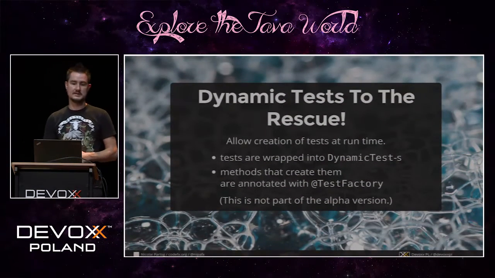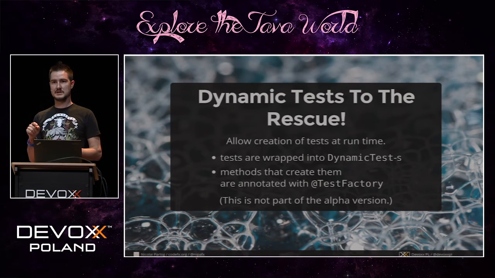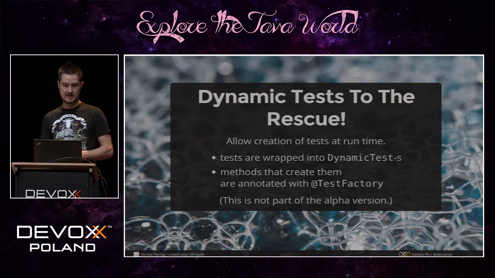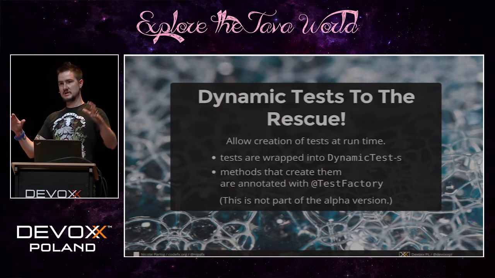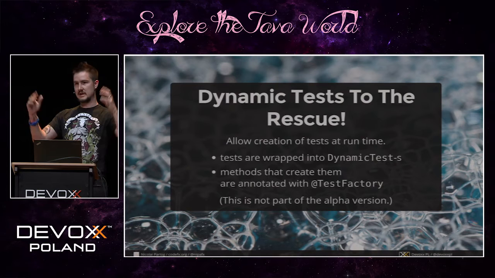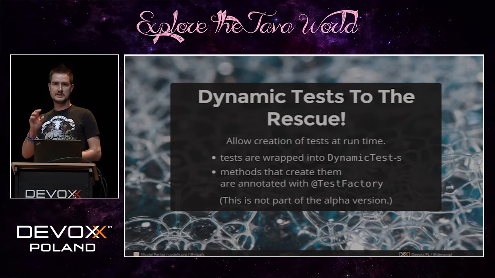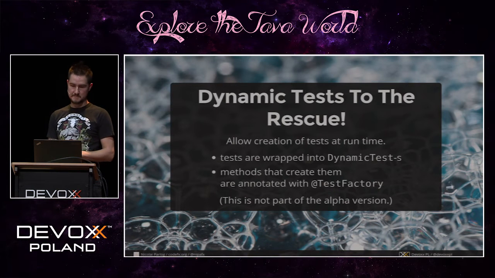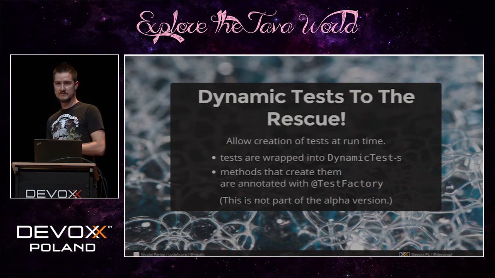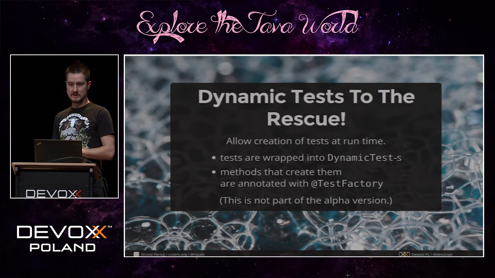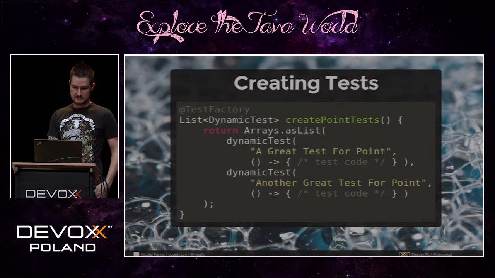And this is where dynamic tests come in. You can do exactly that. You can create tests at runtime. So you wrap your tests in an instance of what's called a dynamic test, and then you annotate some method that returns a bunch of those tests with test factory. And then it just works. We'll see how. But this is not part of the alpha version. So if you check the alpha version out right now, you won't find it in there, just as a disclaimer.